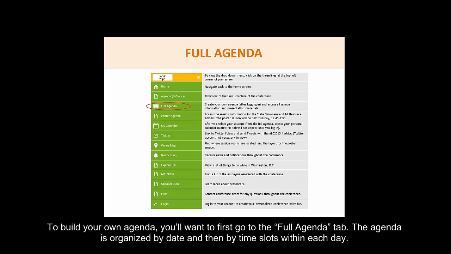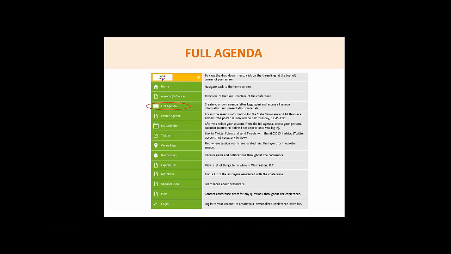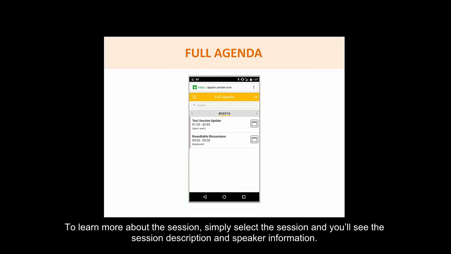To build your own agenda, you'll want to first go to the Full Agenda tab. The agenda is organized by date and then by time slots within each day. To learn more about the sessions, simply select the session and you'll see the session description and speaker information.